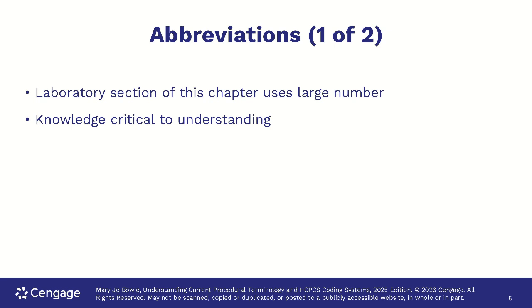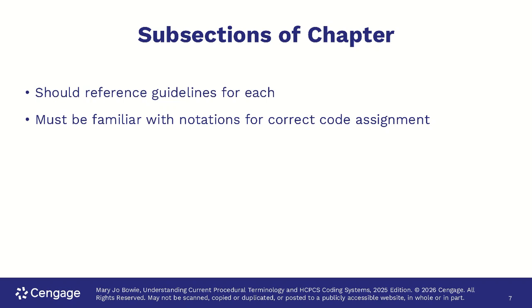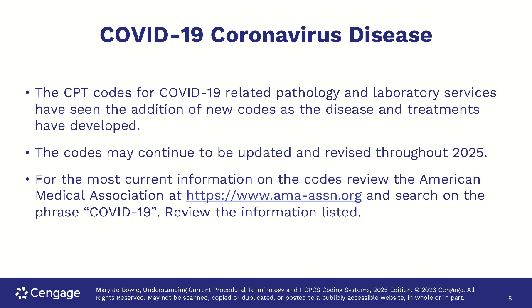And let's get into the abbreviations. Lots of abbreviations in this chapter. Understanding them is very important. So here are some examples: potassium, lithium, magnesium, milligram, O2 for oxygen, UA, RBC, and WBC. When you get into what I like to call the meat and potatoes of the different sections, you'll notice that there are guidelines that pertain to that particular subsection. You need to ensure that you review them for accurate coding.